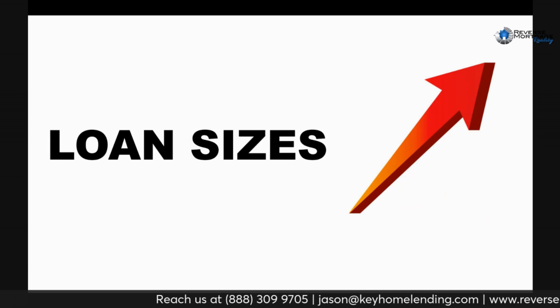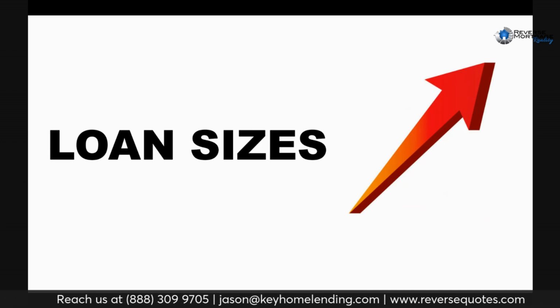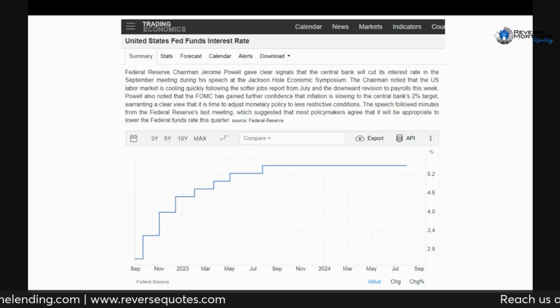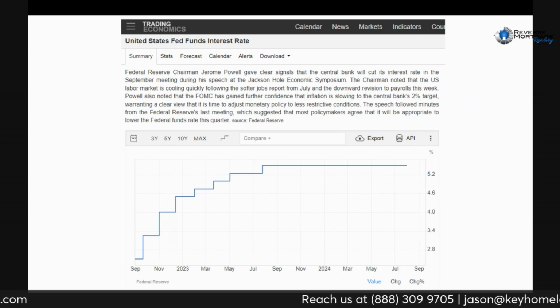If you've been following this for a while, you've known that as interest rates increased, and here's a chart from Trading Economics, from where rates were back in 2022, and they bumped up, and they bumped up, and they bumped up, and they bumped up, and now they're running kind of stagnant.